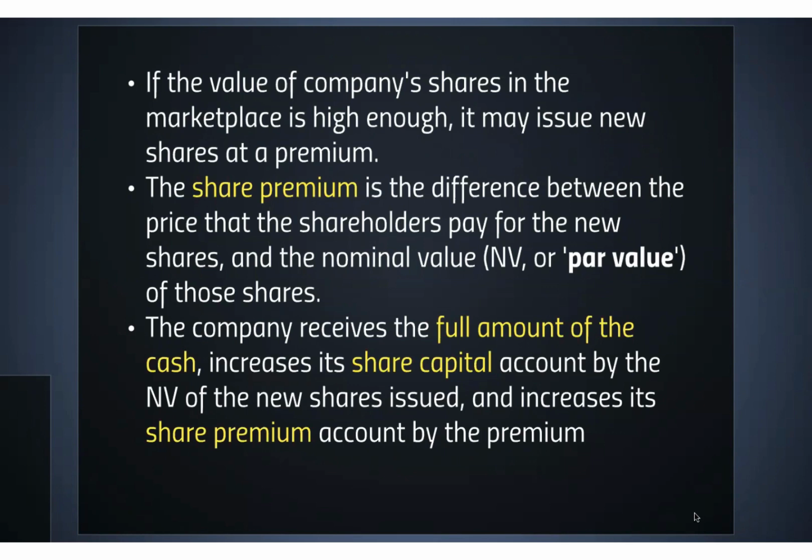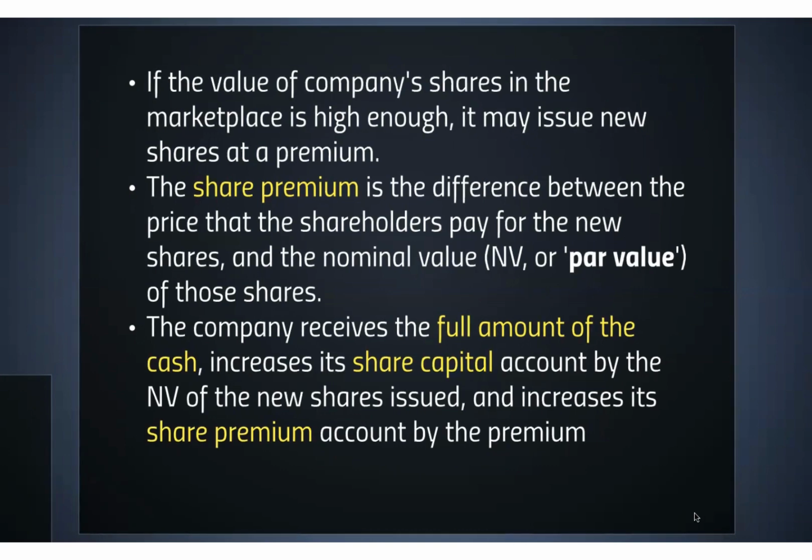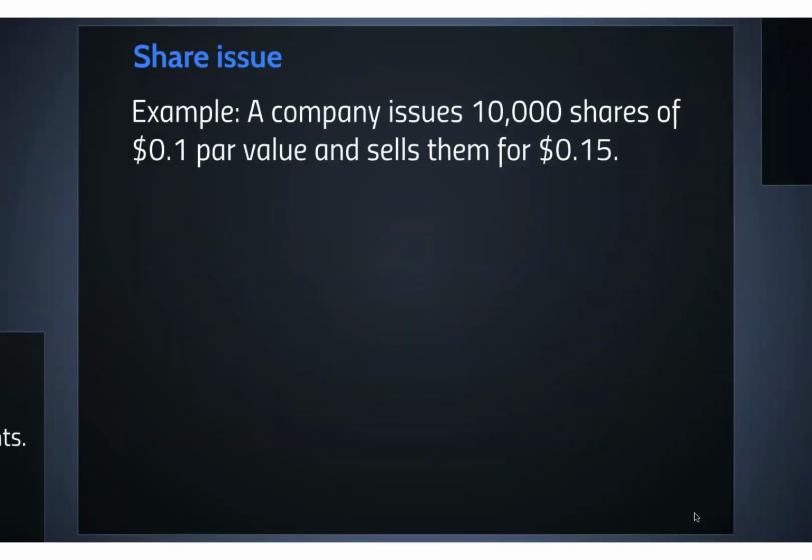The company receives the full amount of the cash and increases its share capital account by the nominal value of the new shares issued and increases its share premium account by the premium. So the company receives the total cash. Assets increase by the cash received from additional share issue. But since we are allowed, in accordance with accounting rules, to account in share capital shares at a nominal value only, the difference, which is above the nominal value of the shares issued, should be recorded on a separate account, share premium. So let's consider an example, share issue.